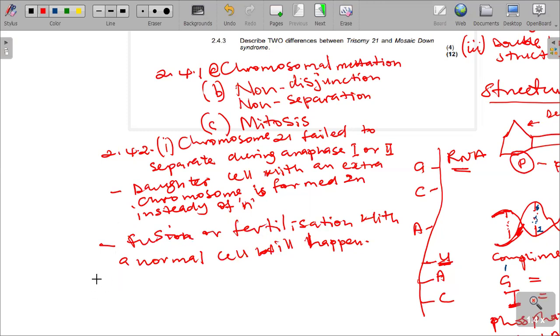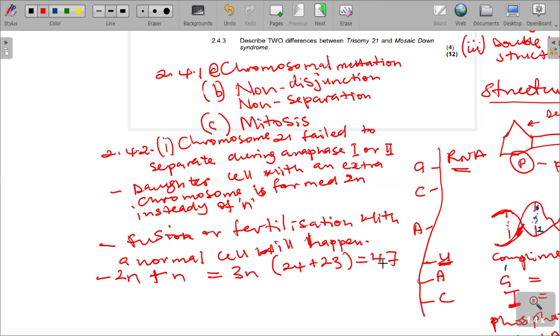therefore resulting in a situation where we have a 2N daughter cell plus a normal cell, which is going to give us 3n, or else it is like saying 24 chromosomes fusing together with 23 chromosomes, which will result in 47 chromosomes.